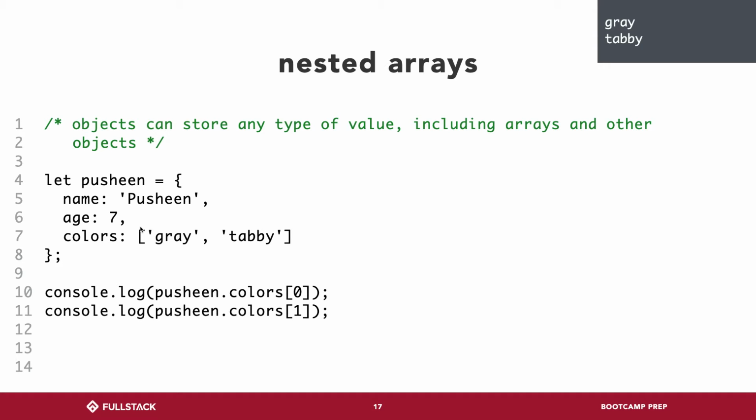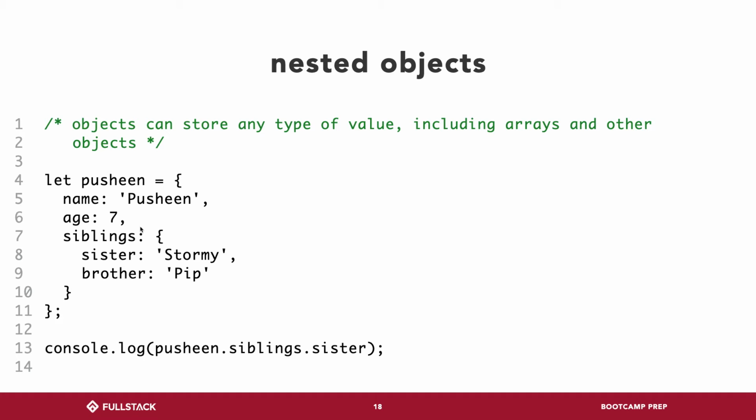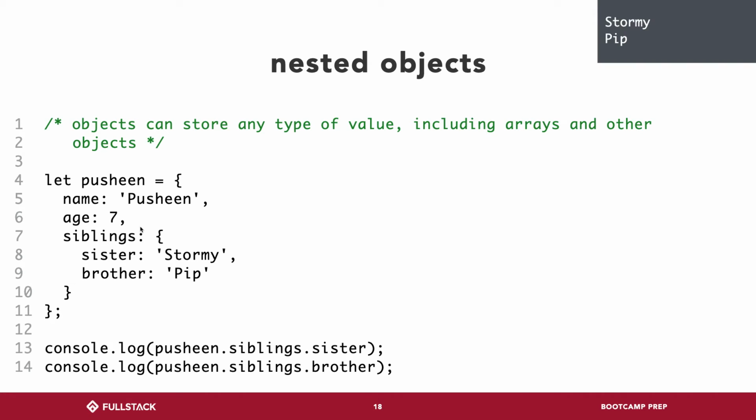All right. This would be the same thing. So as you can see, inside Pusheen now, there's a siblings property with another object with two key value pairs. Sister for the key, Stormy as the value. Brother for the key, Pip as the value. So we could just do Pusheen.siblings.sister, Pusheen.siblings.brother. You get Stormy, Pip. This is really simple, right? Dot this, dot this, dot this. You find it, if you know what that key is.